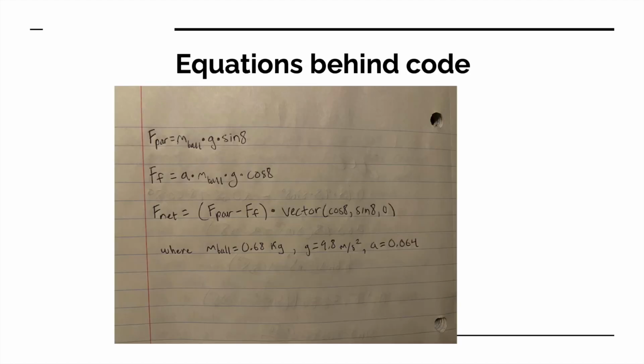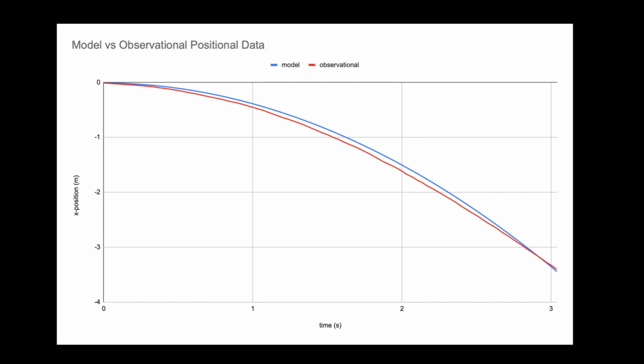So here are the equations behind the code written on paper. It might be a little bit easier to understand in this format with the variables listed at the bottom. So here is a plot of the model versus the observational positional data, where the model is the blue line and the observational is the red line. So they're very close, as you can see.